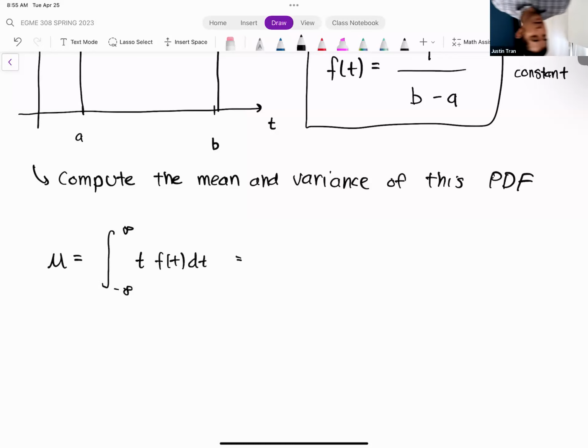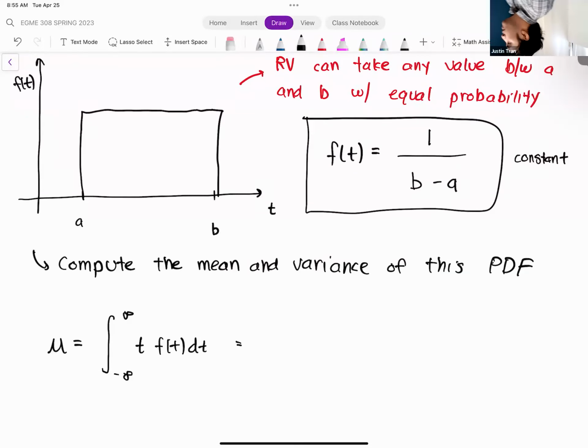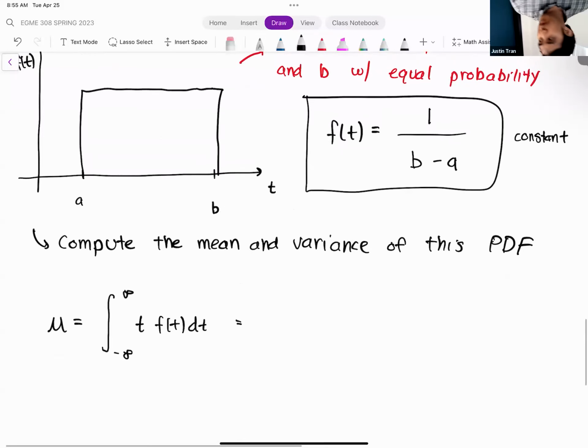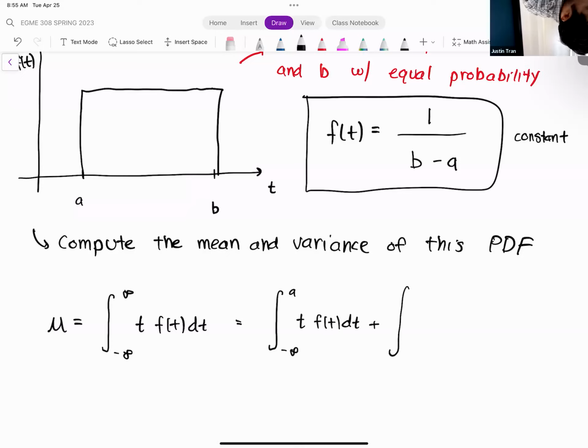But if we look at our probability density function here, outside of A and B, so we look at all values less than A and all values greater than B, our probability density function is equal to 0. We can do the same kind of trick that we used for Fourier. Instead of integrating from minus infinity to infinity, we can break up this integral. So we have integral from minus infinity to A of t f of t, plus integral from A to B of t f of t, plus integral from B to infinity of t f of t.